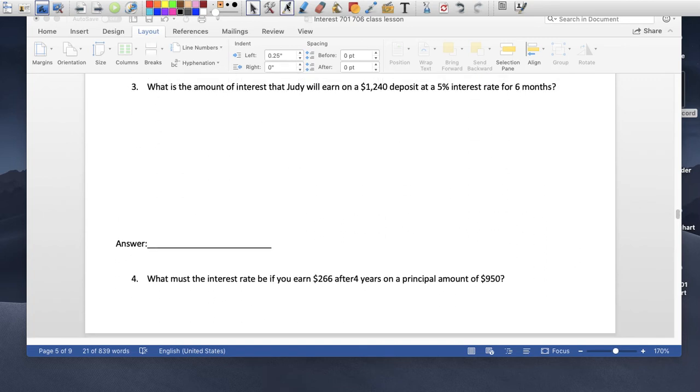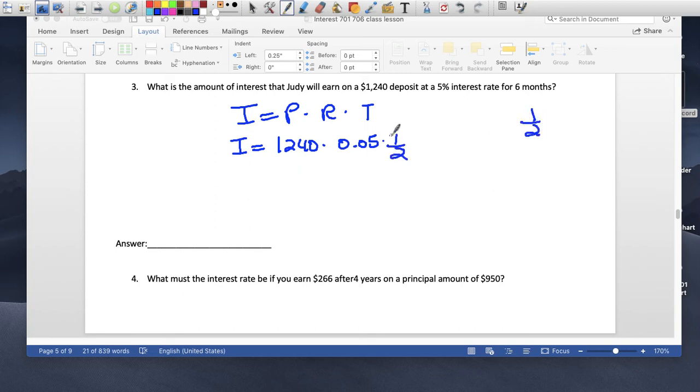Number 3, how much interest will Julie earn on a 1,240 deposit, 5% interest rate, in 6 months? So I is what you're missing. The principal is 1,240. The interest rate is 0.05. And the time is 6 months, but don't write 6. 6 months is the same thing as half a year. If you want to write 0.5, that's okay too. It makes no difference.